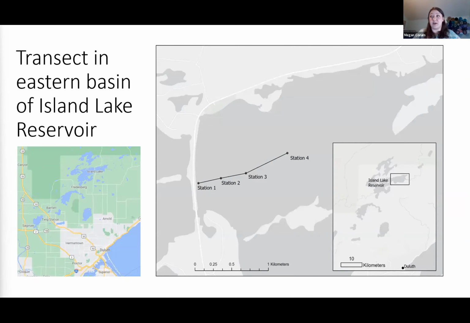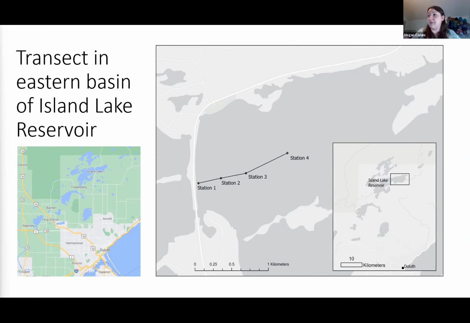So I set up a transect in the eastern basin of Island Lake Reservoir. You can see on the map there, it's about 30 minutes north of Duluth. I picked the eastern basin because it's the deeper basin. And these four stations are the ones that got sampled day and night across 2020 and 2021. Station 1 is the shallowest at 2 meters deep, and Station 4 is the deepest at 16 meters deep. And that accounts for most of the variation in lake depth in this basin, and in Island Lake Reservoir in general.